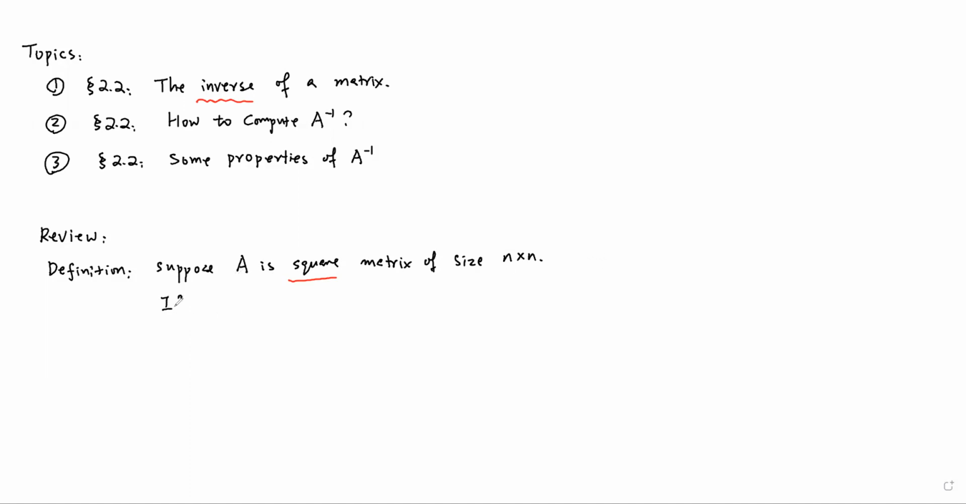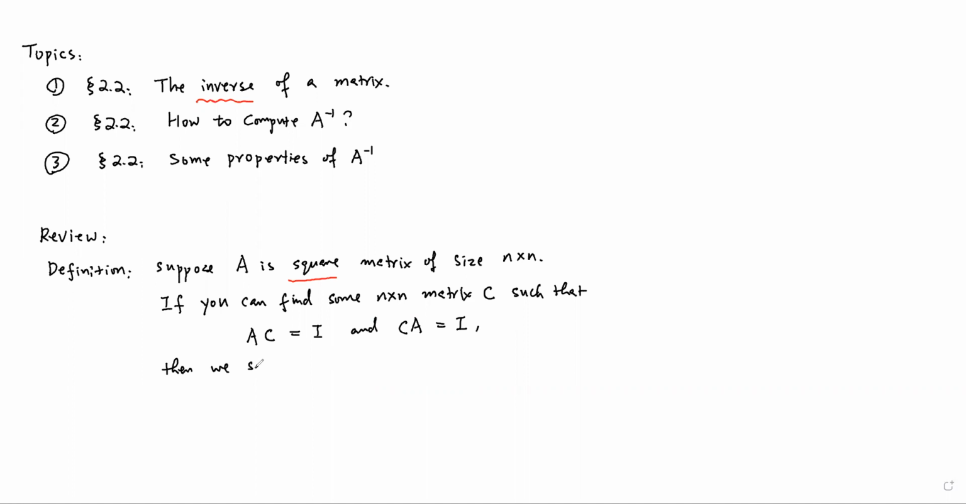That means if you can find some matrix C, also square, also the same size, n by n, such that A times C is the identity matrix, and also C times A is the identity matrix, then we say that this matrix C is the inverse of matrix A. The notation is denoted by A to the -1, A inverse.